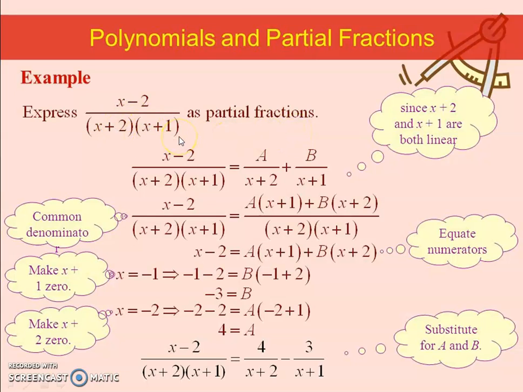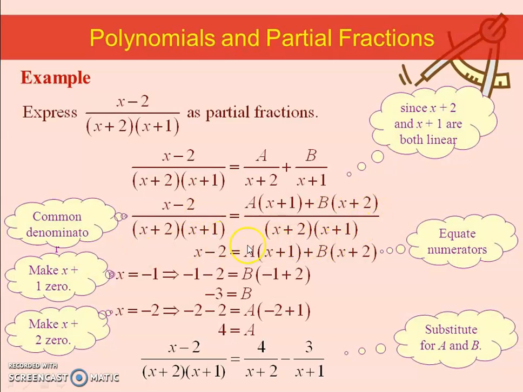If two non-repeated factors are there, then we have to write (x minus 2) upon (x plus 2)(x plus 1) is equal to A upon (x plus 2), the first factor, plus B upon (x plus 1), the second factor, since x plus 2 and x plus 1 are both linear. Now we have to convert these to a common denominator, that means (x plus 2)(x plus 1). Here we take the cross multiplication, that's A into (x plus 1) plus B into (x plus 2), over the denominator (x plus 2)(x plus 1).